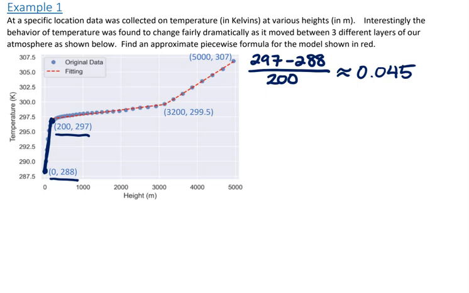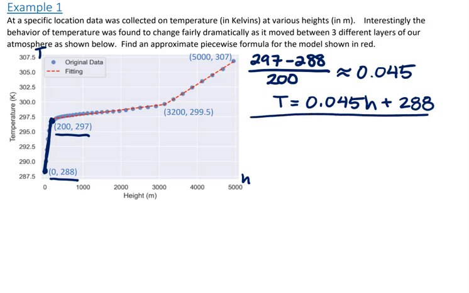Let's pick some variables. I'm going to use h for height, and I'm going to use capital T for temperature. So for this first one, my temperature is going to equal 0.045h, and then we need plus b, and in this case we actually were given b, so I think this will be the easiest one for us. The y-coordinate of the y-intercept is your b value, and we were given (0, 288) as our y-intercept. So there's piece number 1 that we will use.